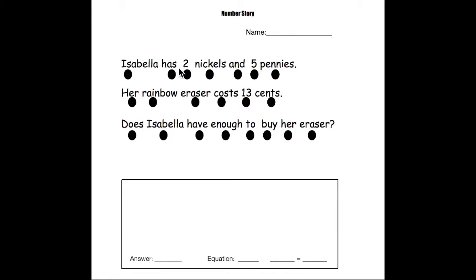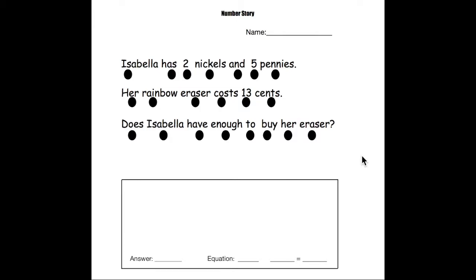Isabella has 2 nickels and 5 pennies. Her rainbow eraser cost 13 cents. Does Isabella have enough to buy her eraser? One more time. Go ahead and finger on Isabella. Isabella has 2 nickels and 5 pennies. Her rainbow eraser cost 13 cents. Does Isabella have enough to buy her eraser?